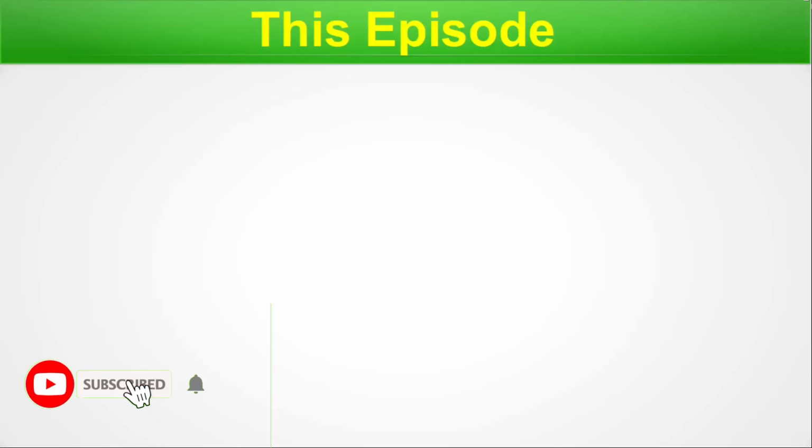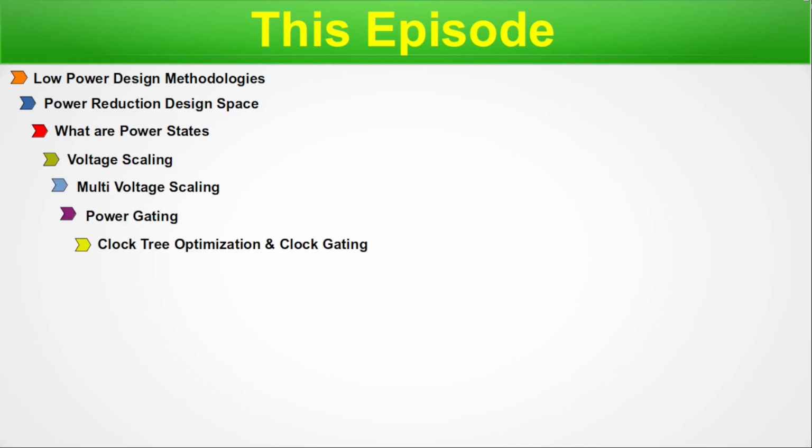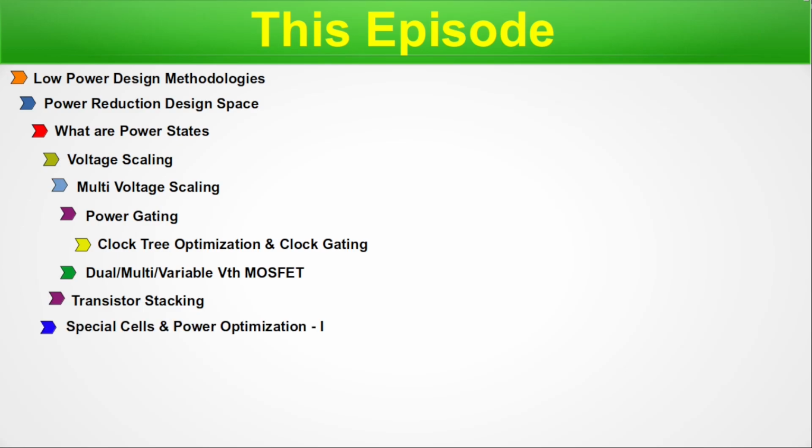Now let's take a look at the pointers we are going to discuss in today's episode. First, low power design methodologies. Next, power reduction design space. After that, what are power states? Next, voltage scaling, multi-voltage scaling, power gating, clock tree optimization and clock gating, dual or multi or variable VTH MOSFET, transistor stacking, special cells and power optimization.